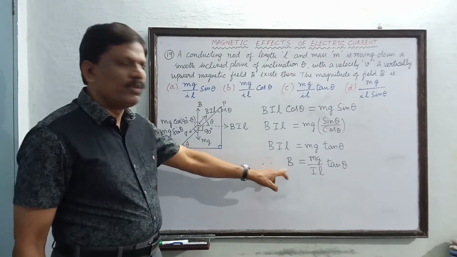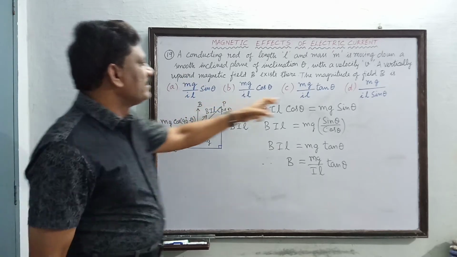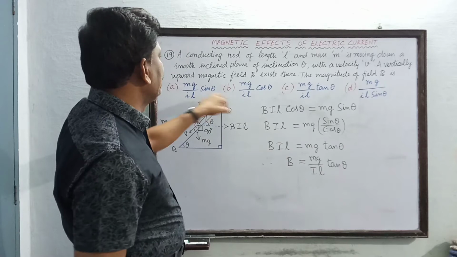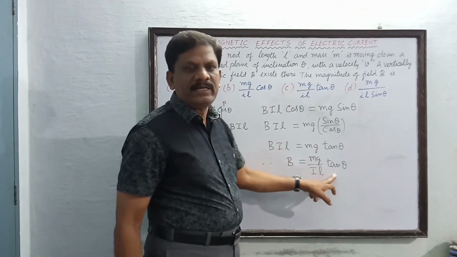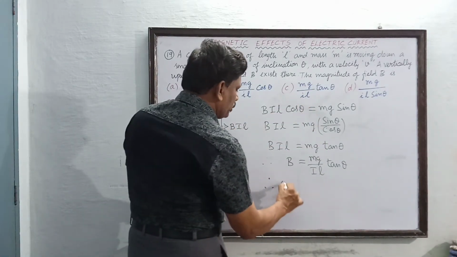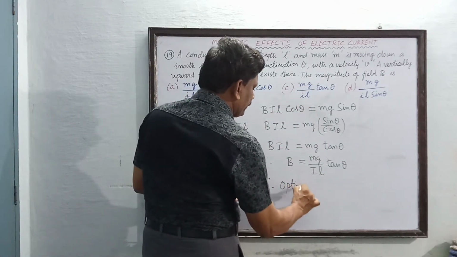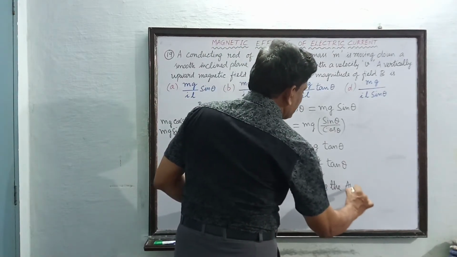This is the magnitude of the magnetic field B, which is in the upward direction. So which of these options is correct? Now you see here sin theta, this is cos theta. So mg by IL into tan theta. So option C is correct. Therefore, option C is the correct answer.